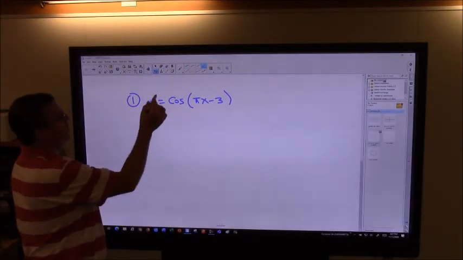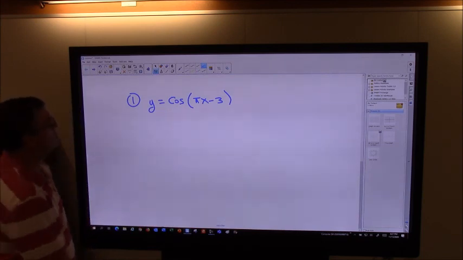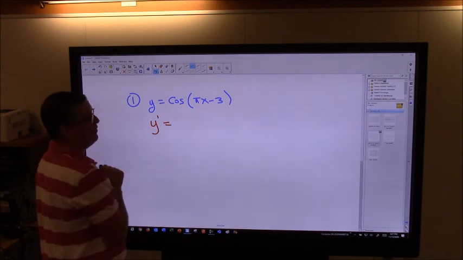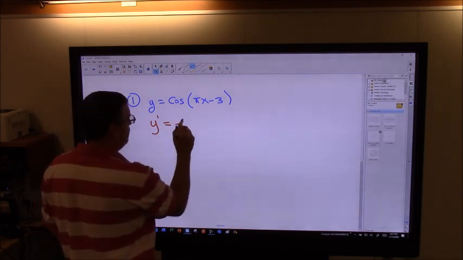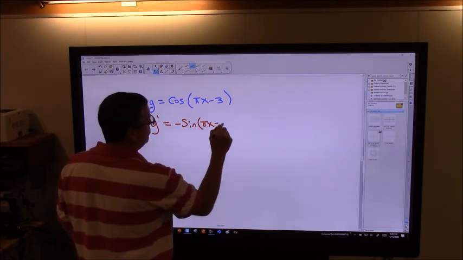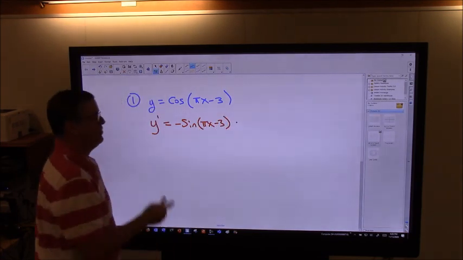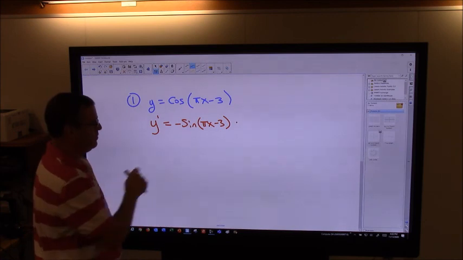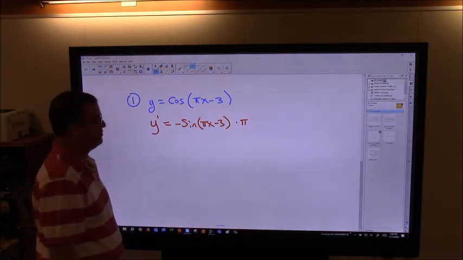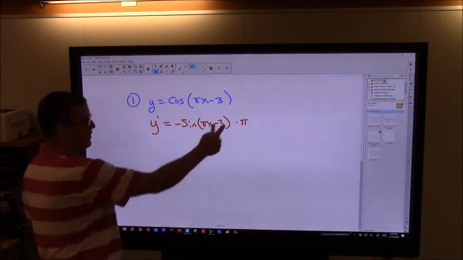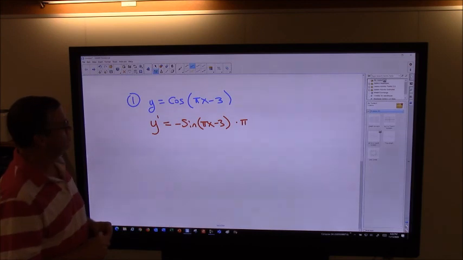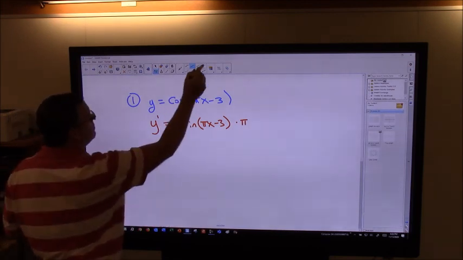All right, let's try a couple examples. All right, so we want to find the derivative of this. And so I would say y prime equals the derivative of a cosine, which is a negative sine of the same angle, pi x minus 3, times the derivative of that angle, which really is just pi. And if I was going to write this again, I'd want to put that pi out in front just so that I don't think it's part of the angle.